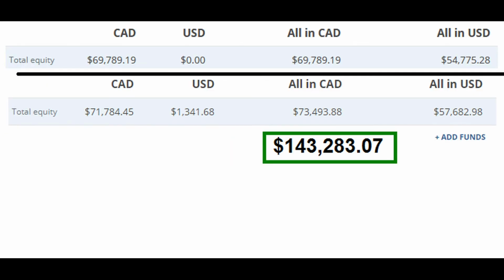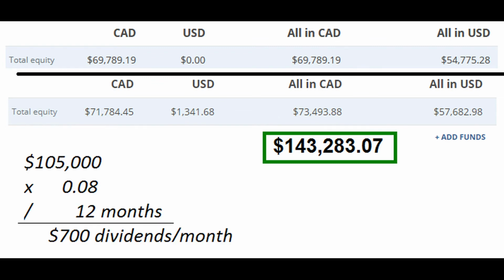As of now, my combined portfolio is worth $140,000, which is a 20% return on investment, and based on some rough calculations, I'll be receiving an average dividend of $700 per month. But like I said, come back in a couple months for a full picture of what's happening.